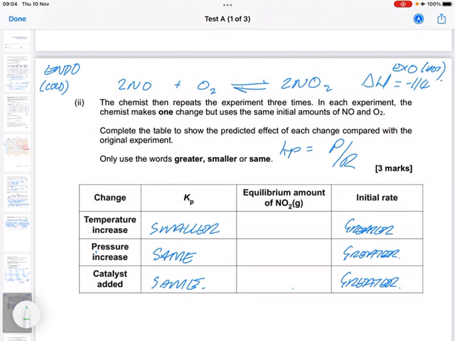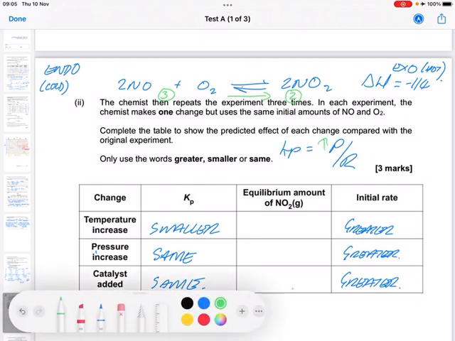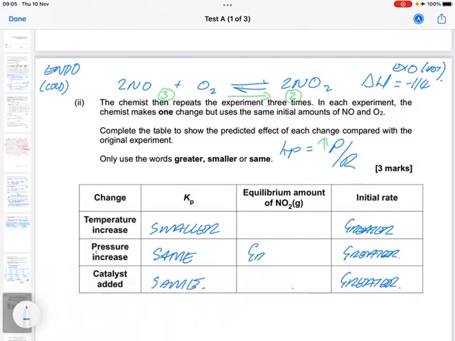So if I increase the pressure, I've got 3 moles of gas over here and 2 moles over there. So if I increase the pressure, the equilibrium is going to go that way. So increasing the pressure means products goes up. So this bit here is going to be greater. I've not done temperature. Well, I've already said that Kp is smaller, which means it's going in the reverse direction, which means that the product will be smaller. And then if I add a catalyst, that has no effect on the position of the equilibria, so that is going to be the same.